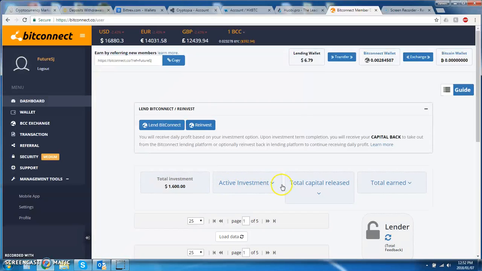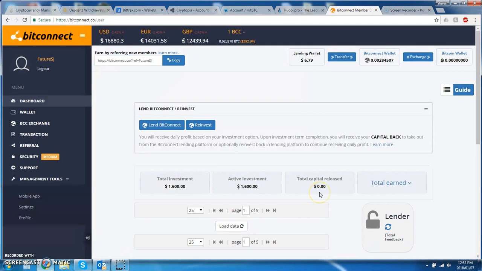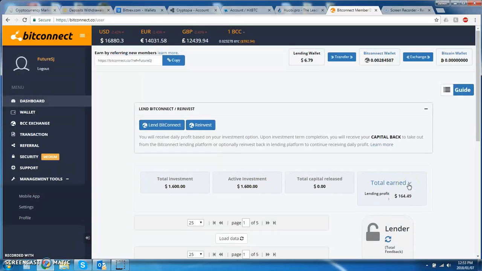Boom. 1,600. Active investment should be the same. Total capital release is still 0. Getting our first capital back in August this year, that'll be exciting. But once we get that $1,370 back in mid-August, we're just going to reinvest it back into the platform as is, part of our experiment. Let's see what our total earned is in just over 2 weeks.